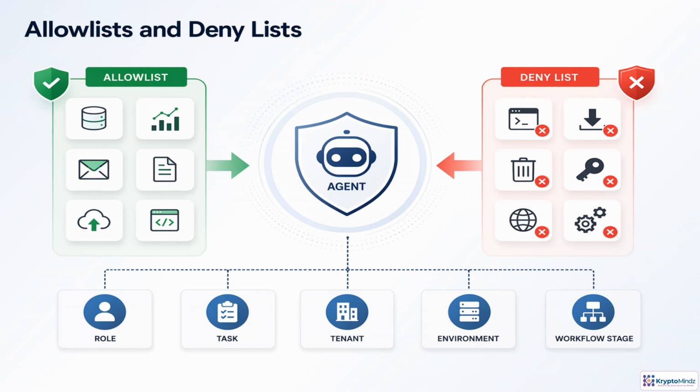Tool access should be managed as a security boundary, not a convenience setting. An allow list says, these are the only tools this agent may use, which fits production workflows because anything unexpected is blocked by default. A deny list does the opposite. It blocks known dangerous tools, but may miss new, renamed, or newly connected capabilities. The stronger pattern is default deny plus explicit allow. Permissions can then change based on role, task, tenant, environment, and workflow stage, especially near sensitive data or production systems.